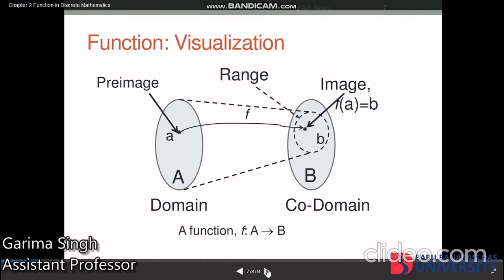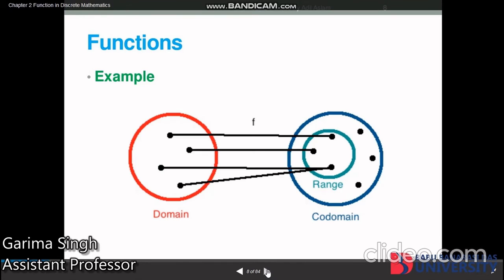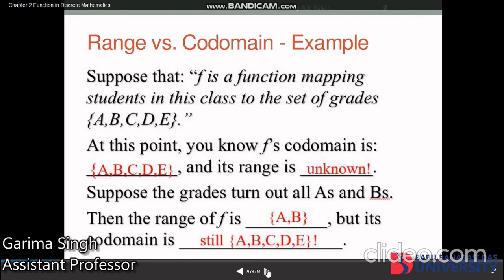Function visualization. This is the domain, pre-image, range, image, codomain, and a function from A to B has this relation in a visual form. The domain has a range under the codomain.